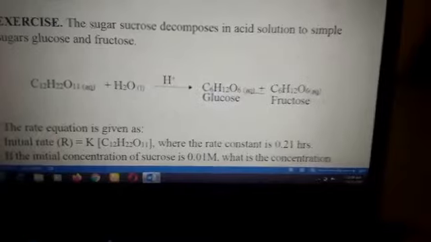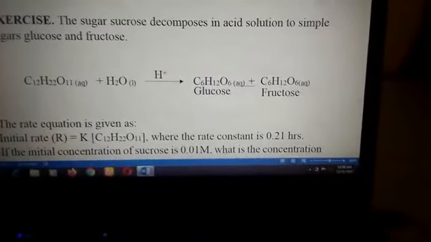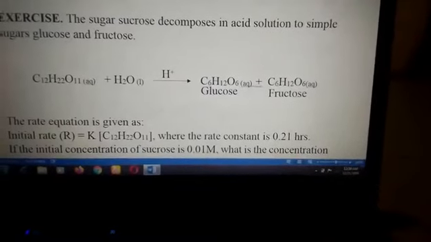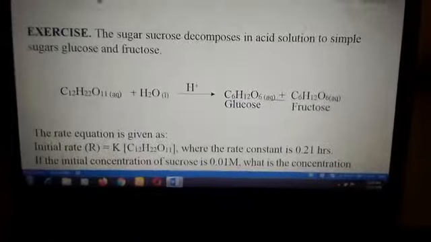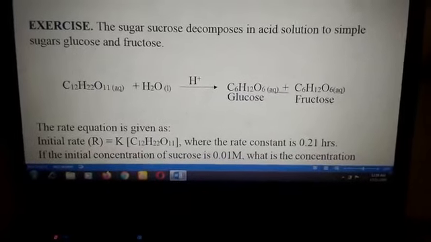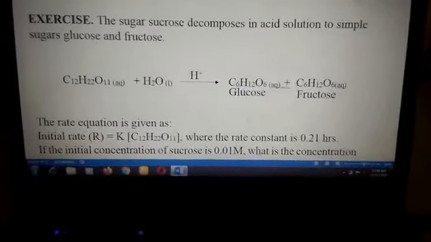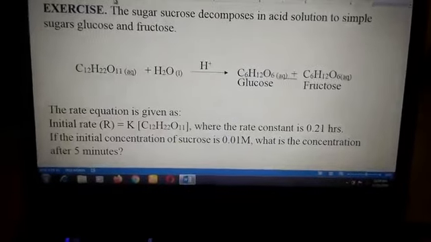So they are hexoses, they have the same formula, C6H12O6, C6H12O6. The same formula, they only differ in their structures, they are similar to each other. The hydrogen ion on top of the arrow indicates the presence of acid. So that is the reaction. They say the rate equation will go down.